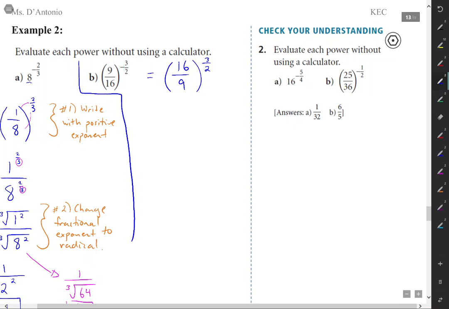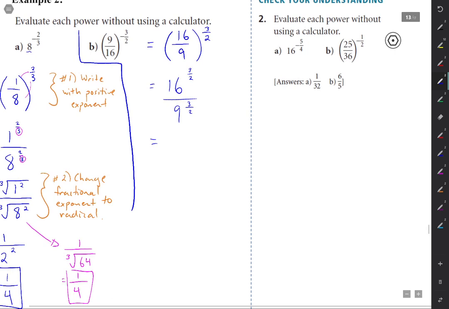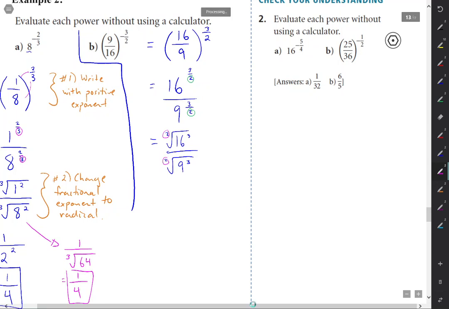And now we're going to apply it to the numerator and the denominator. So we have 16 to the power of 3 over 2 over 9 to the power of 3 over 2. And now let's change those fractional exponents into radical signs. So this time, the denominator of our exponent is a 2, so that's going to be the index. So we're going to have the square root of 16 to the power of 3 and the square root of 9 to the power of 3. And remember, if we're taking the square root, we actually don't have to write this 2 here. It can be an invisible 2, but I'll keep it there just to keep things a little more straightforward.